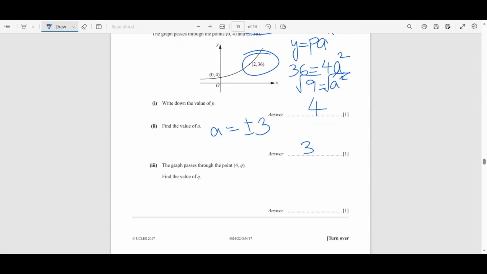Okay, because a and p are constants, we are supposed to use the same values, which are 4 and 3. So y equals p a power x, right? And this is going to be my x and y. So instead of y, I'm going to put q. P is 4, a is 3, and x is power 4. So 3 power 4 is 81, and 81 times 4 is 324.